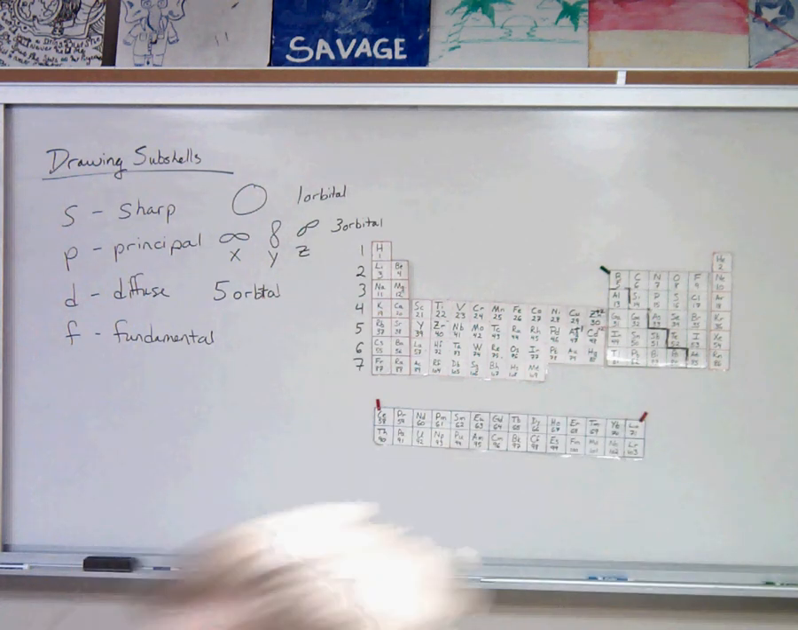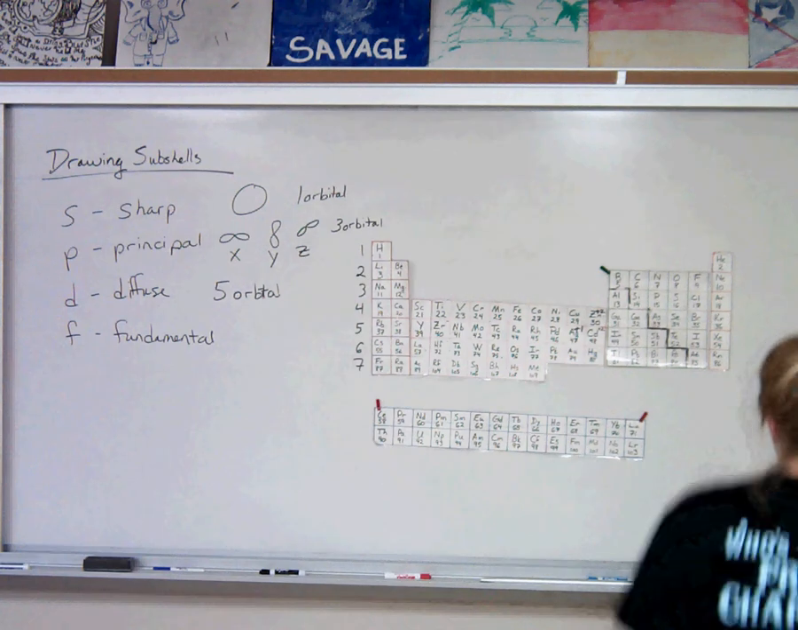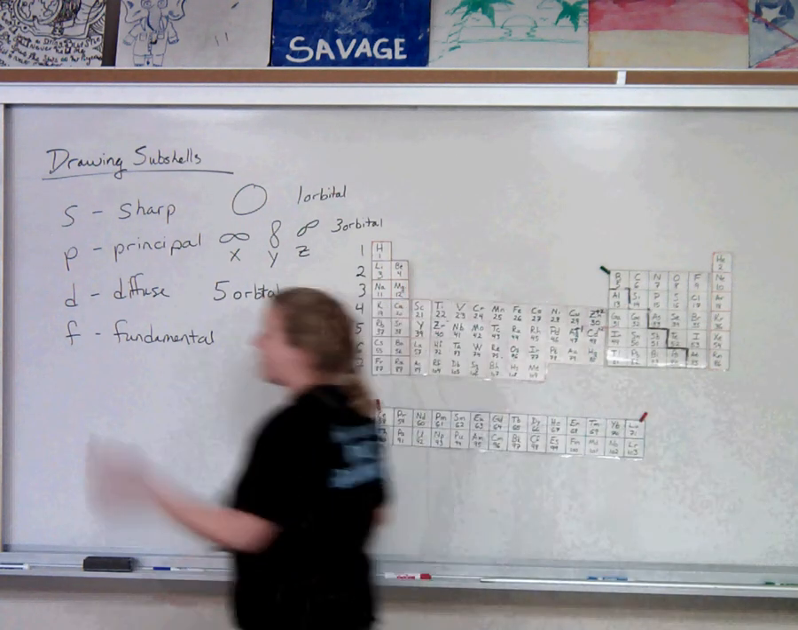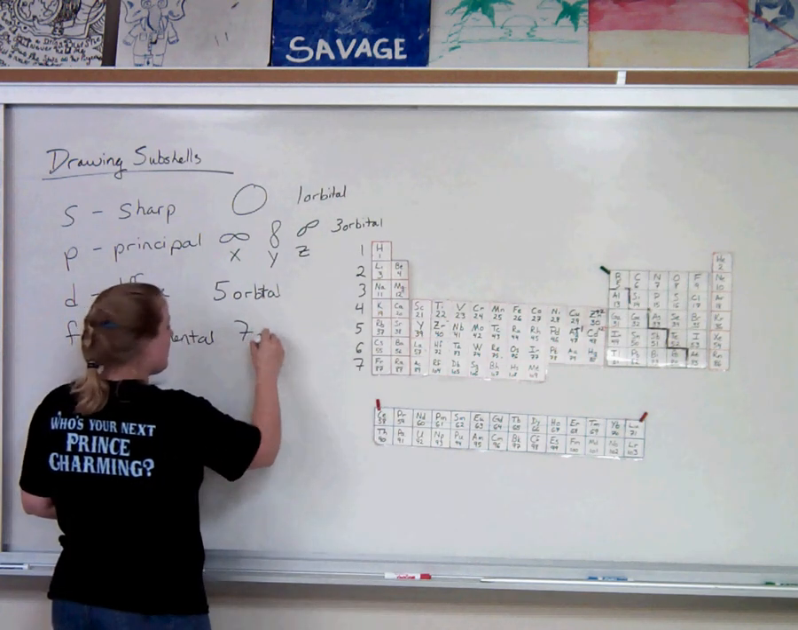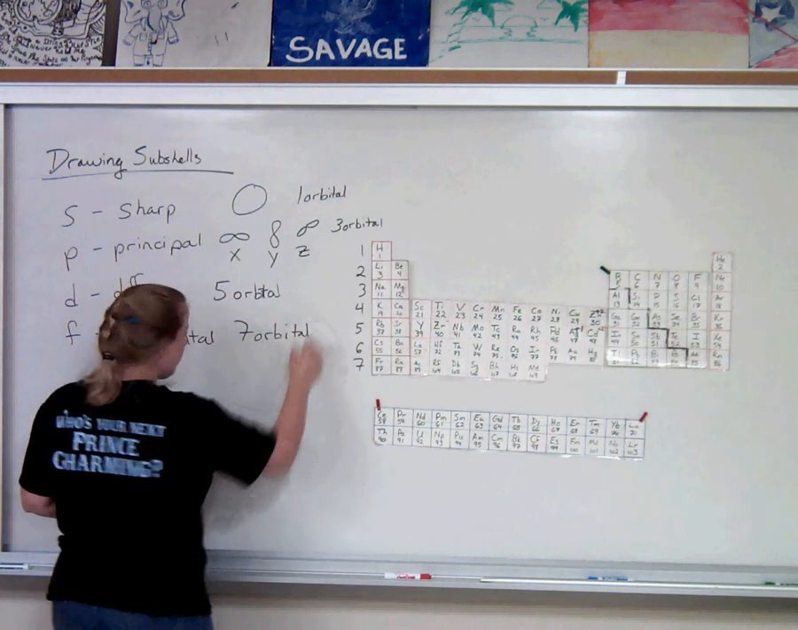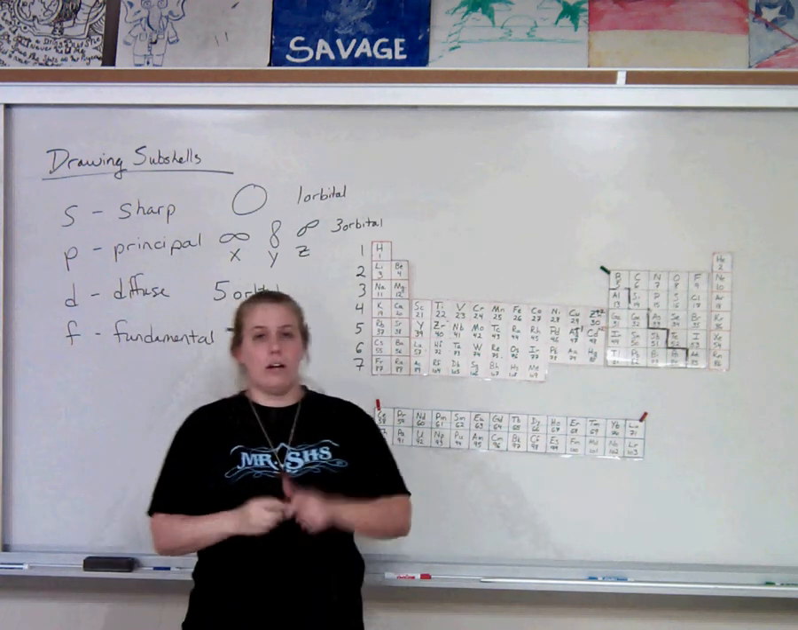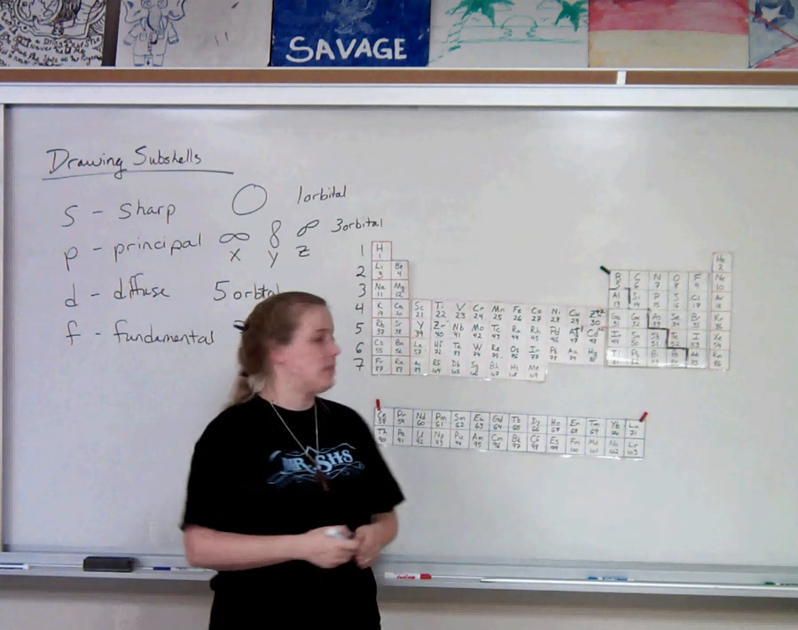The F is 7 orbitals, and those orbitals are like double cloverleaves. I don't even have a model to show you that. In class, next class, I will show you a picture of it that I have on a slide.